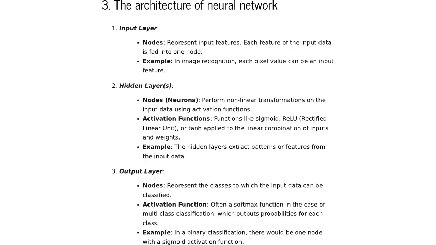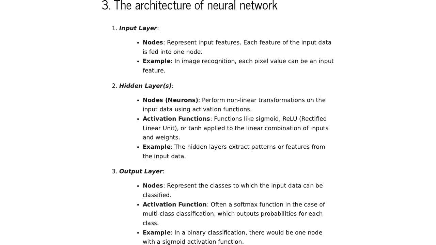Let us break down the basic architecture of a neural network into its three primary components. First is the input layer, which is the entry point for our data. Each node in this layer represents a single feature of our input. For example, if we were analyzing an image, each pixel could be a feature fed into an input node.